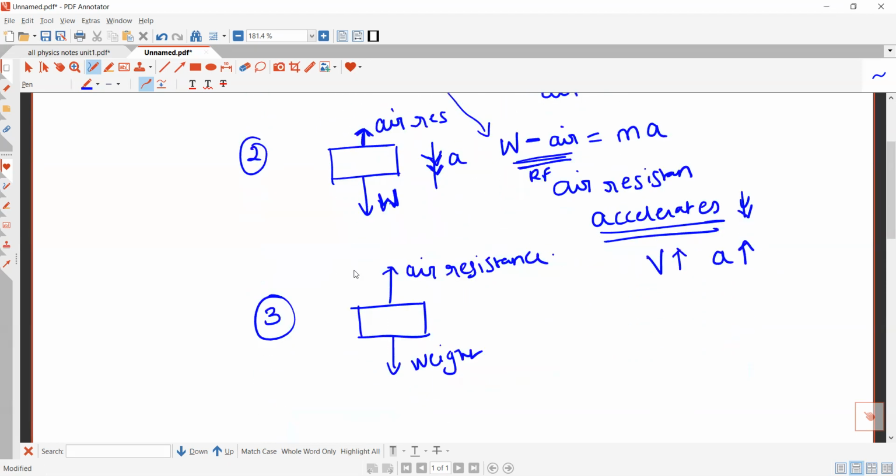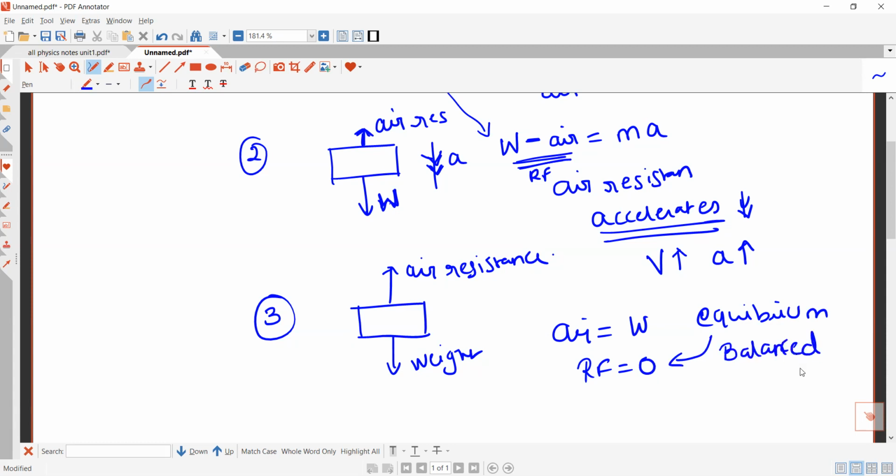At third snapshot, after some time, your air resistance is equal to your weight. That means your resultant force is now 0. Total upward force is equal to total downward force. The body is in equilibrium. When do you call your body equilibrium? When the resultant force is 0. Or we can say it's a balanced body, because your total upward force minus total downward force, the resultant force, will be 0.